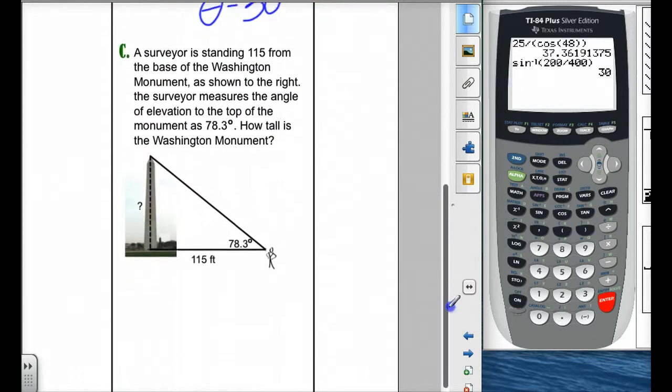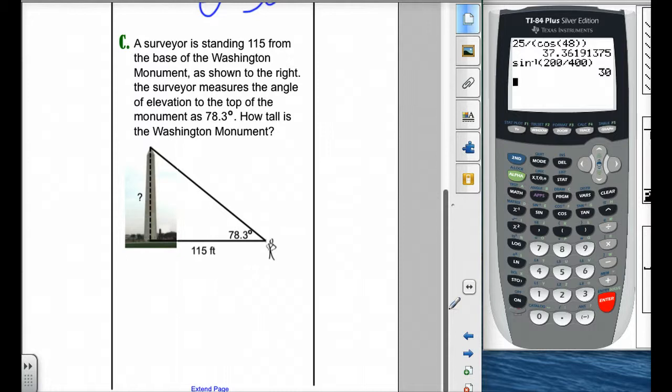This next problem is something I want you to try. The video is going to pause itself right now so you can answer this question, and then you can go ahead and press play once you've submitted an answer.